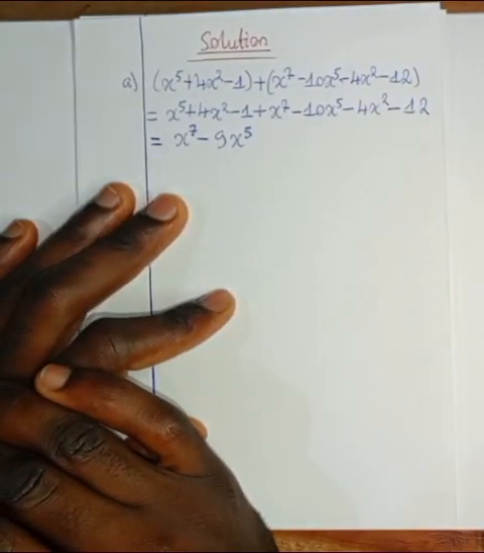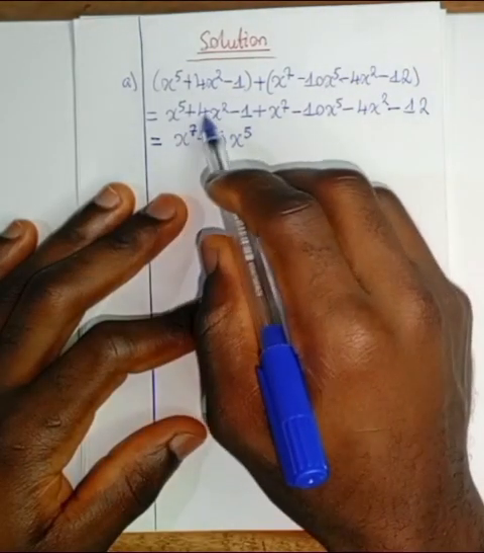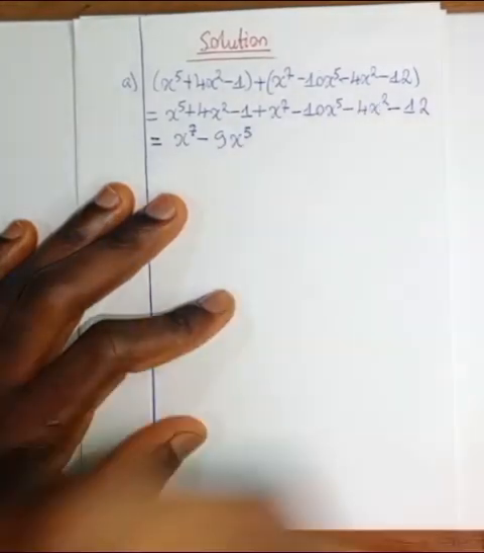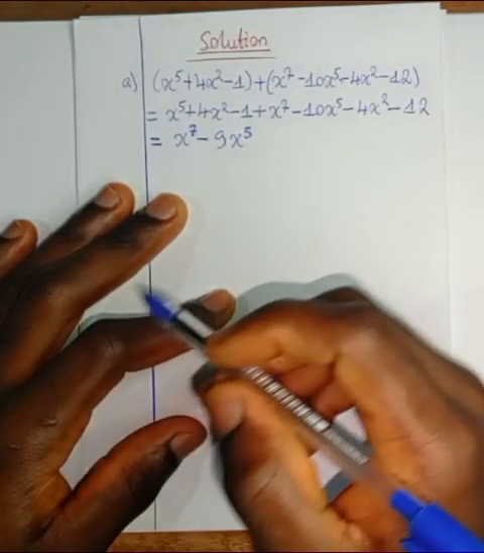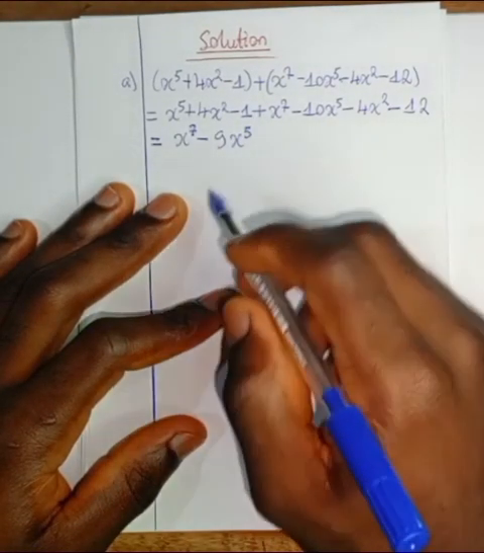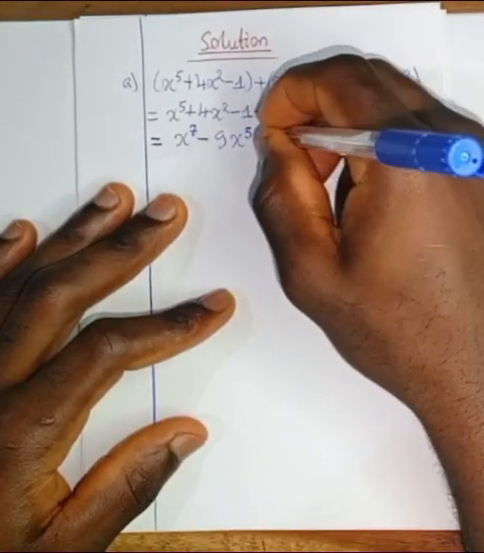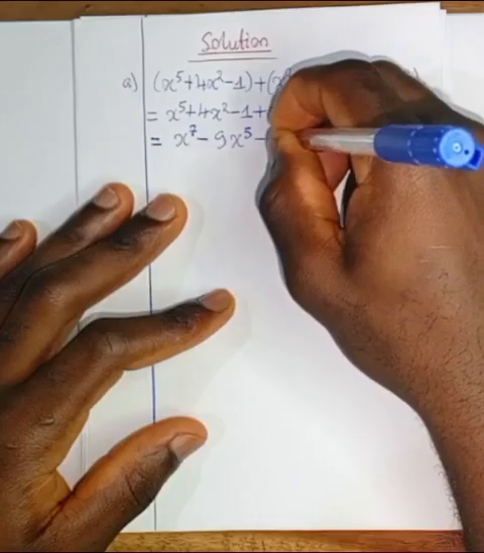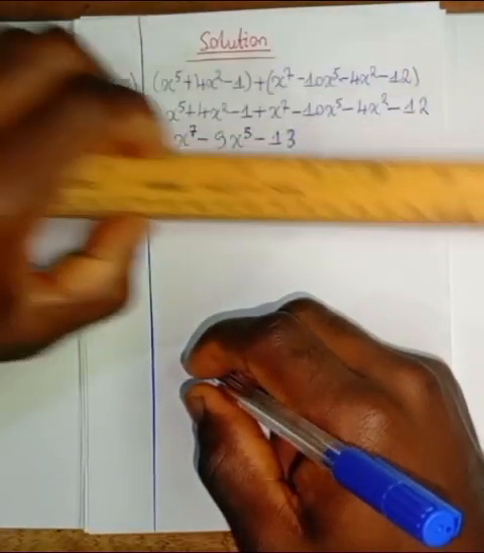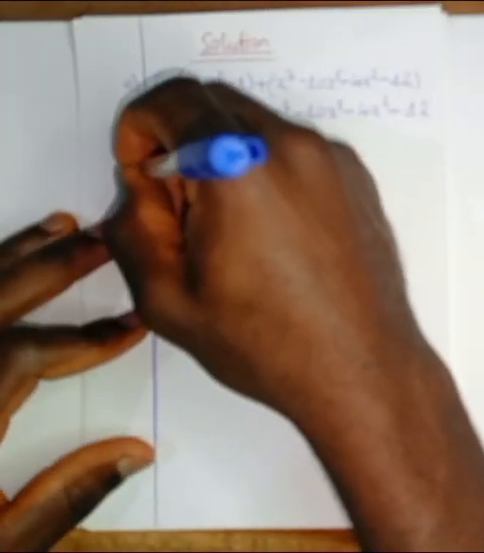Next, we go now to terms in x squared. 4x squared minus 4x squared gives us 0. Next, we move now to the constant terms. Negative 1 minus 12 gives us negative 13. So this is the answer. We go to question B.